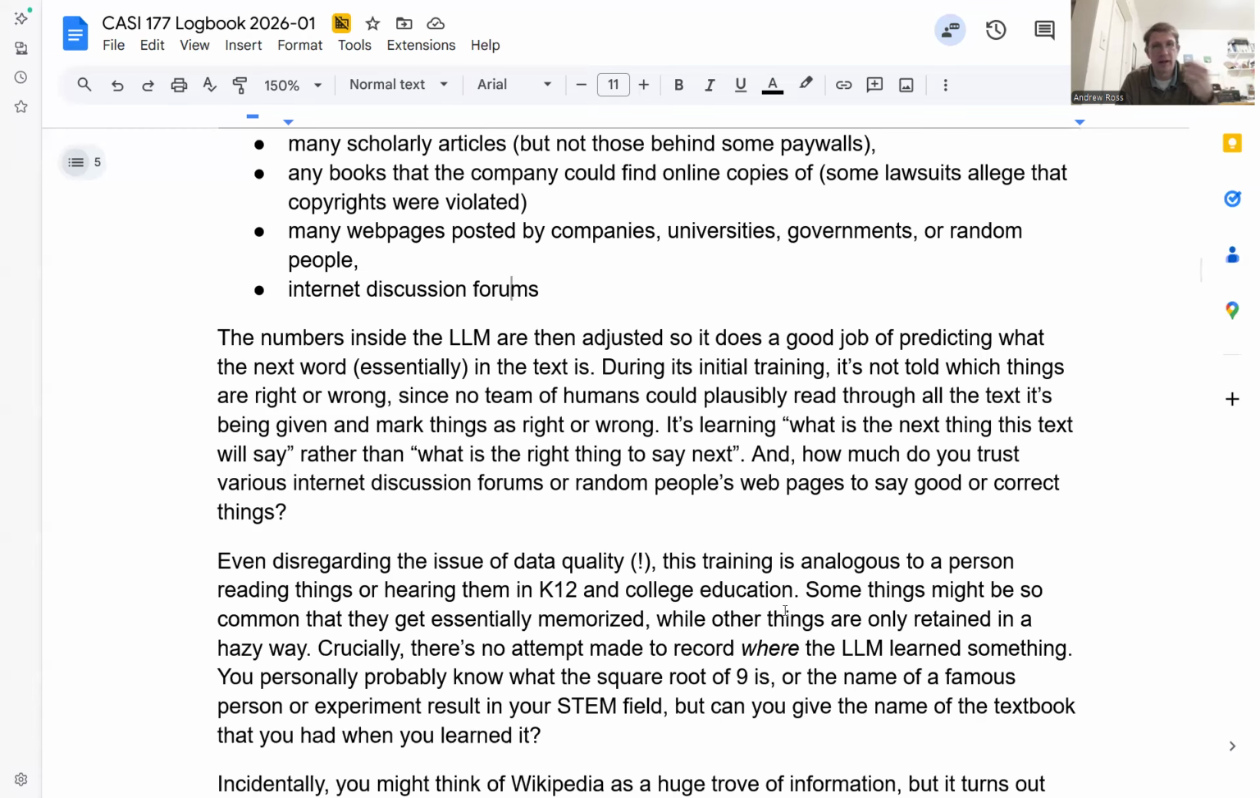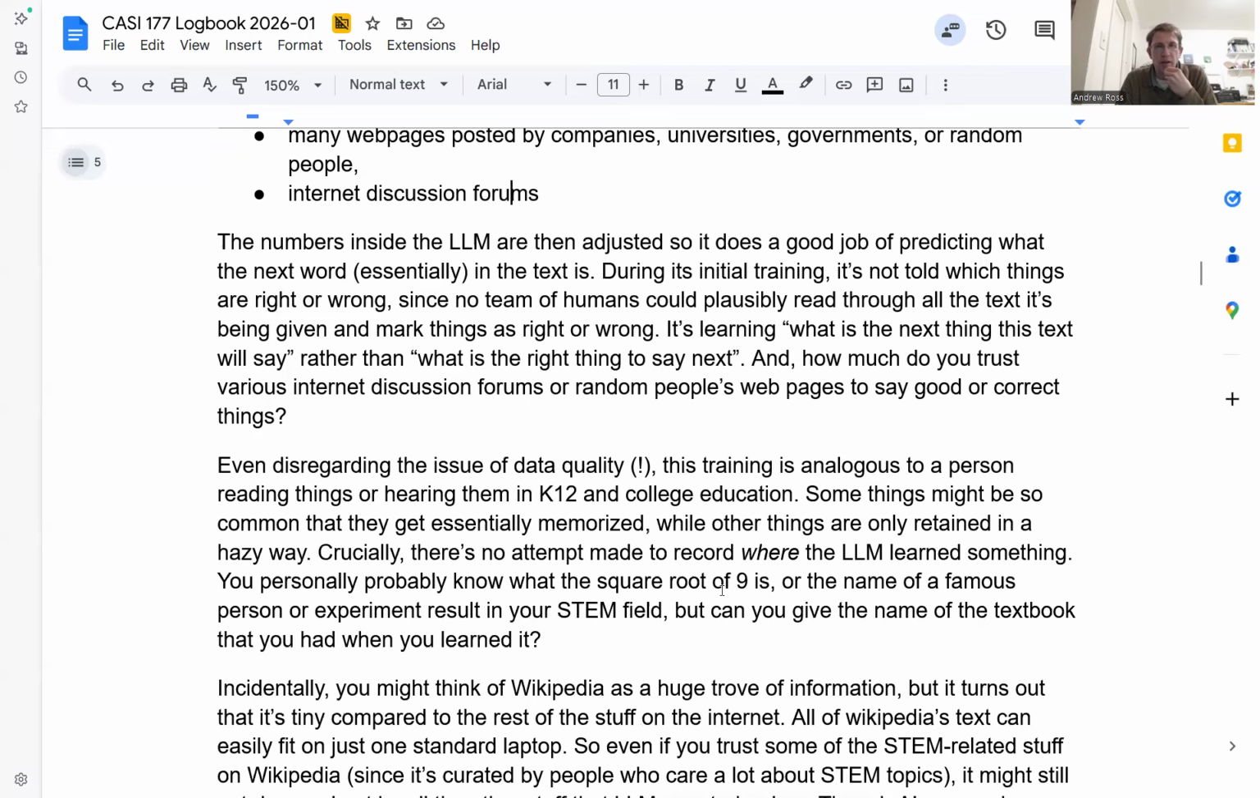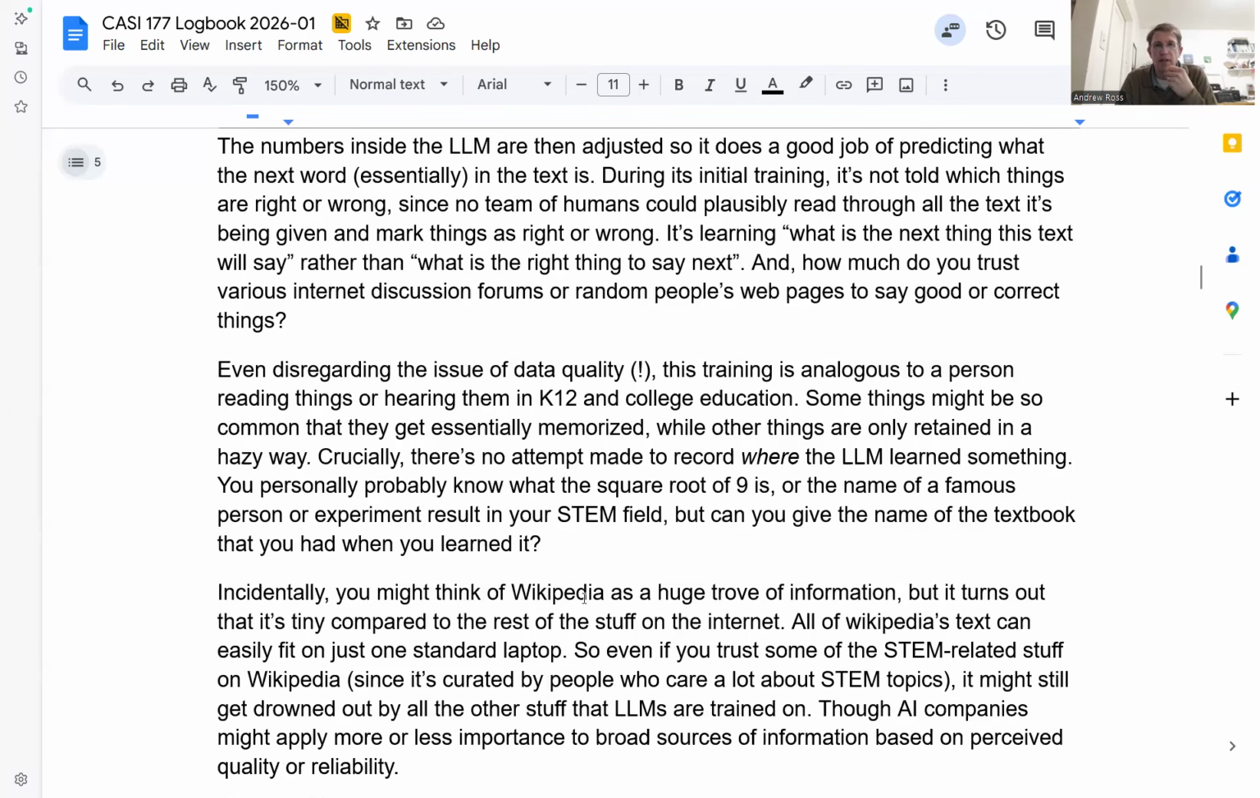Probably don't remember that. By the way, you might think of Wikipedia as a huge trove of information, and maybe it's reasonably reliable in your field because there's a bunch of people out there being careful about who changes the articles, right? But it's just tiny compared to the rest of the internet. All of Wikipedia's text can easily fit onto one standard laptop. So even if you trust some of its stuff, it might get drowned out by all the other stuff that LLMs are trained on.